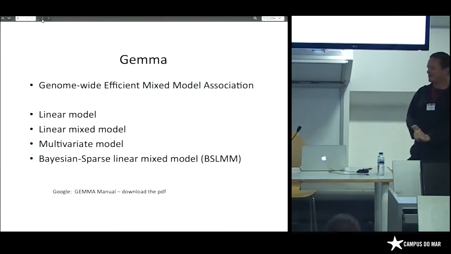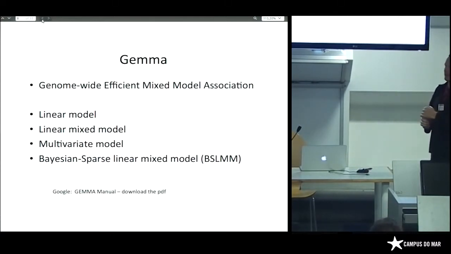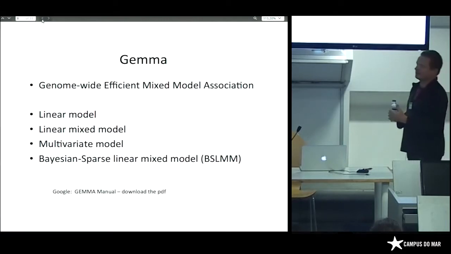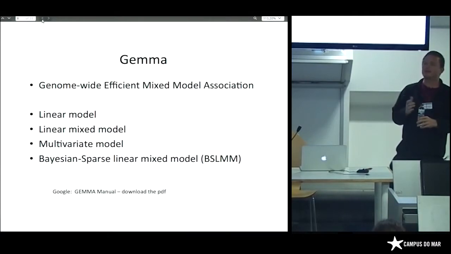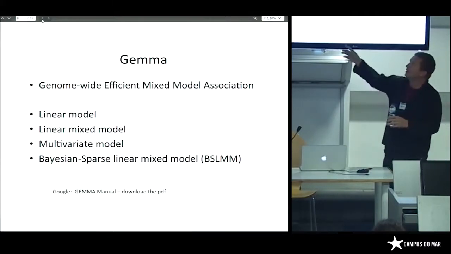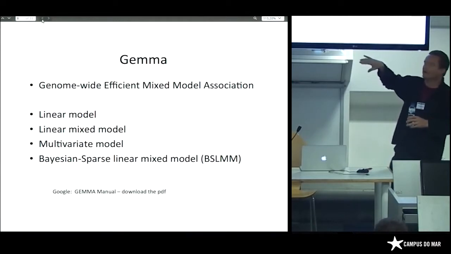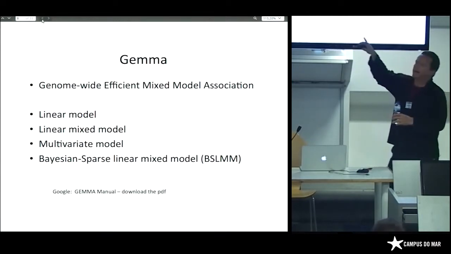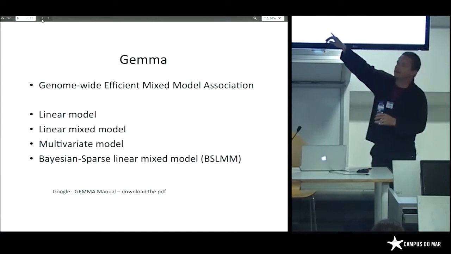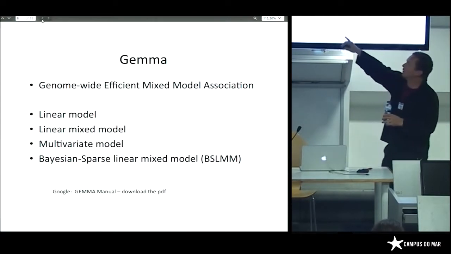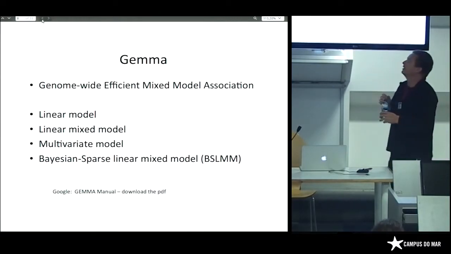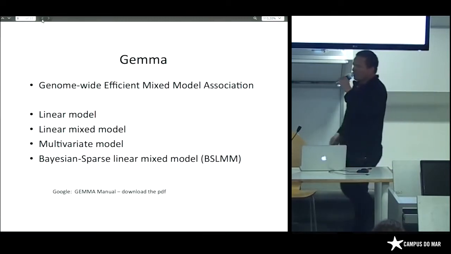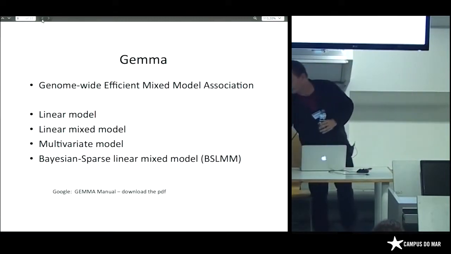Okay, so we can run linear models, linear mixed models, multivariate models, and Bayesian linear mixed models. I recommend, if you're going to use GEMMA, which you all are because it's a really good program, to jump into Google, not now, but in your own time, and Google GEMMA manual. Make sure you put manual on the end, because if you just Google GEMMA, you'll get lots of pictures of a very pretty model. Download that PDF, which contains a very good walkthrough.